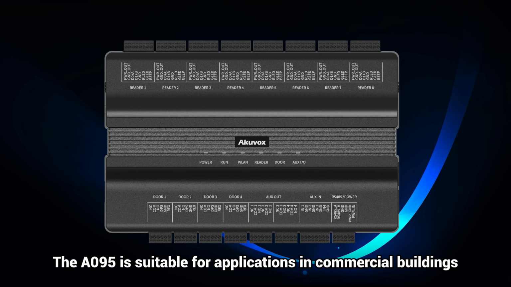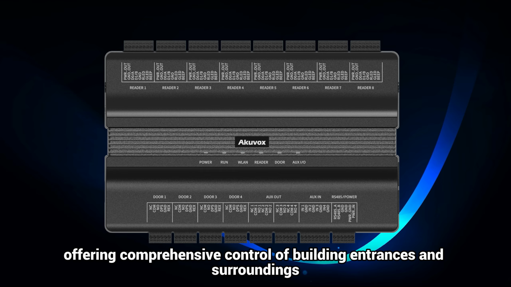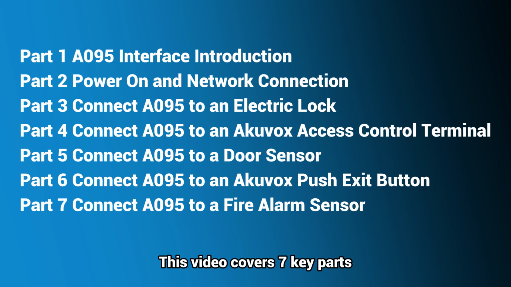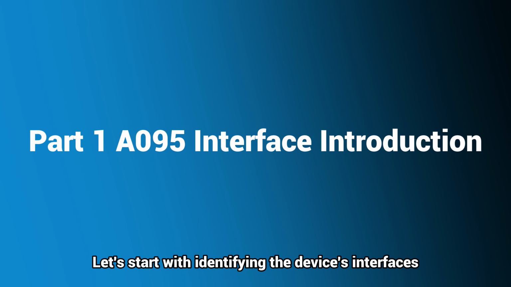The A095 is suitable for applications in commercial buildings, hospitals, and warehouses, offering comprehensive control of building entrances and surroundings. This video covers 7 key parts, from understanding the wiring interfaces to various wiring and configuration tutorials. Let's start with identifying the device's interfaces.